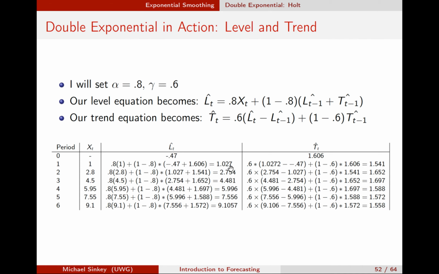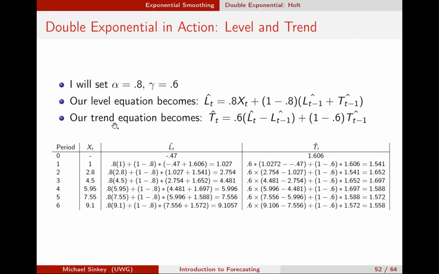Now I take that 1.027, the level for period 1, and it feeds into the trend equation. That's L1 minus L0 for period 1. I have 0.6 times 1.027 minus the minus 0.47, plus 1 minus 0.6 times the old trend, which is 1.606. So I estimate the time series to go up 1.541 for the next period. Okay, that is my trend for period 1.